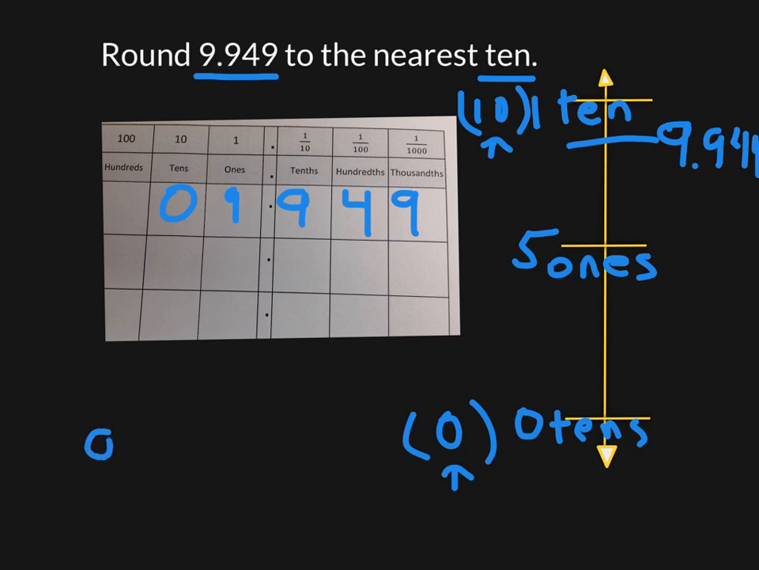So I'm going to write 9 and 949 thousandths rounds to 10. I want to make sure that I write my answer in standard form. I don't want to write 1 ten. I want to write 1 ten in standard form, which is simply 10.